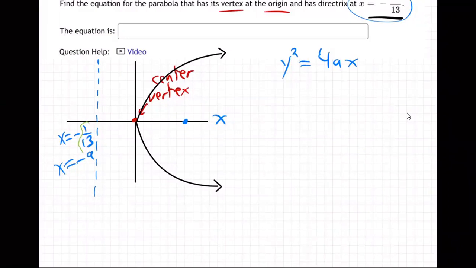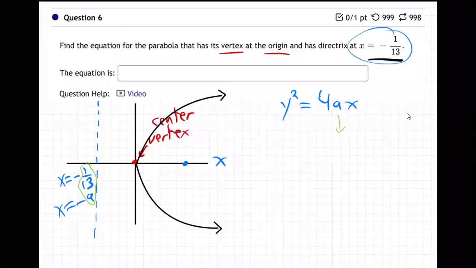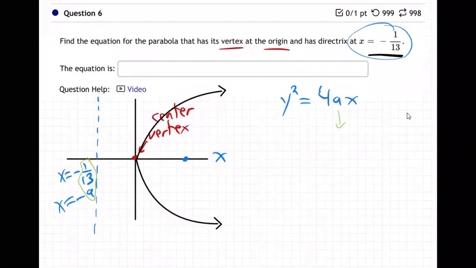Now, the a is not negative 1/13. You might think, well, how do we know it's not negative? We'll just look at the thing, right? There's already a negative there, and the formula x equals negative a already has a negative. So the a must be 1/13. Where am I getting that? Well, right here, x is negative a from the diagram. So the directrix line is back 1/13, and this is forward. So that a is a positive regular 1/13.